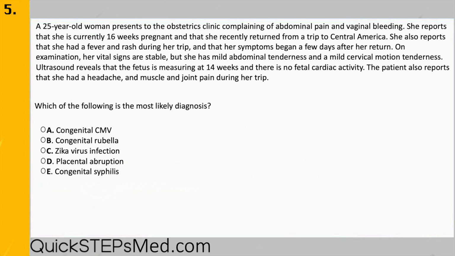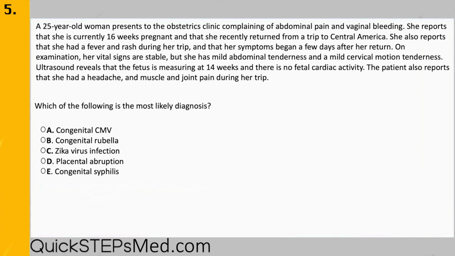Alright, so let's start with answer choice A, CMV. What do we know about CMV? Does it apply here? Does it not apply here? What's going on? So you can get a congenital CMV, and this can cause actually fetal demise, typically later in the pregnancy, and the mother may or may not even experience symptoms. You typically don't experience vaginal bleeding. It is not correlated with an exposure to Central America.